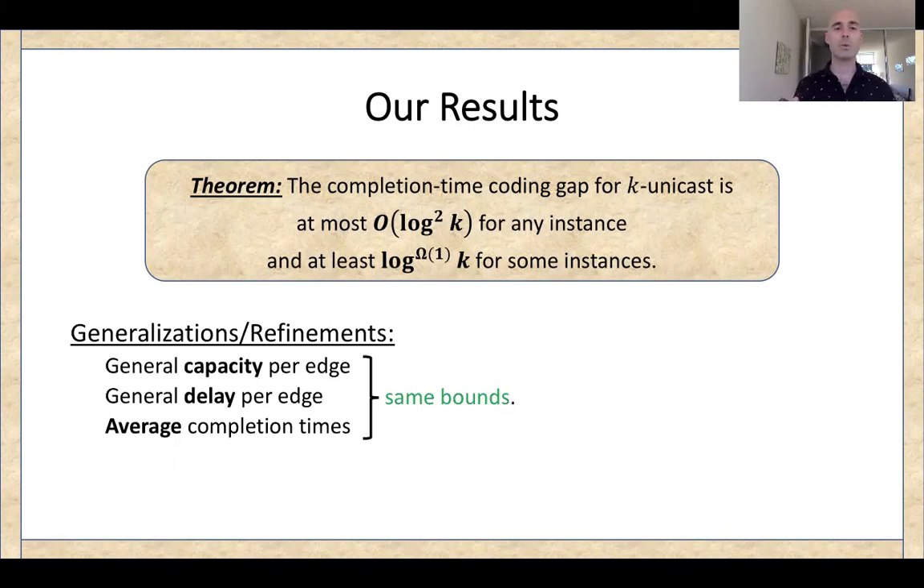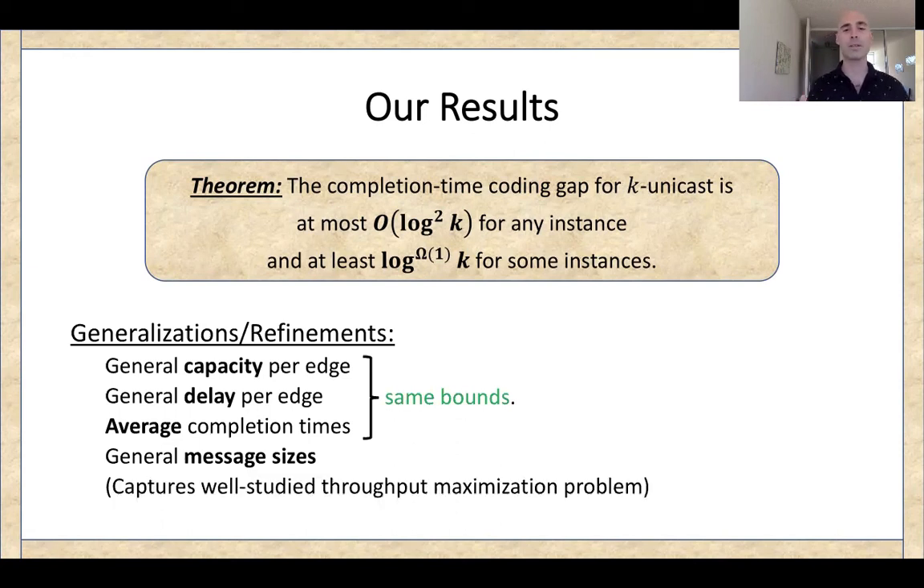Finally, in this talk, we also assume that all the message sizes are 1 bit each. We can also generalize this to arbitrary message sizes. And this captures the well-studied throughput maximization problem, which is the special case of infinite-sized messages. And for this generalization, we achieve essentially the same upper bound, a polylogarithmic bound in the network parameters, in the problem parameters. All right, some intriguing open questions.